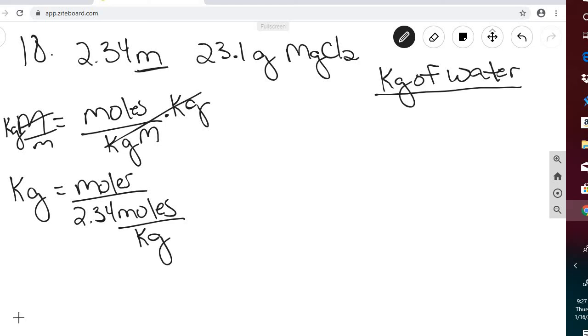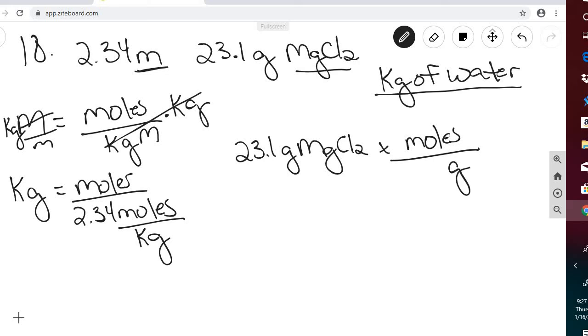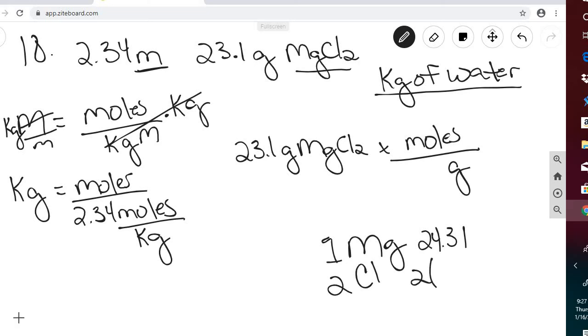Okay, so the only thing we need then is to figure out how many moles of the magnesium chloride we have. So we have 23.1 grams of magnesium chloride. We can convert that to moles. So moles will go on top and grams on the bottom. So we have 1 magnesium and 2 chlorines. So the magnesium is 24.31 and the chlorines, 2 of them, 35.45. Okay, so adding all that together, you get 95.21 grams in a mole.